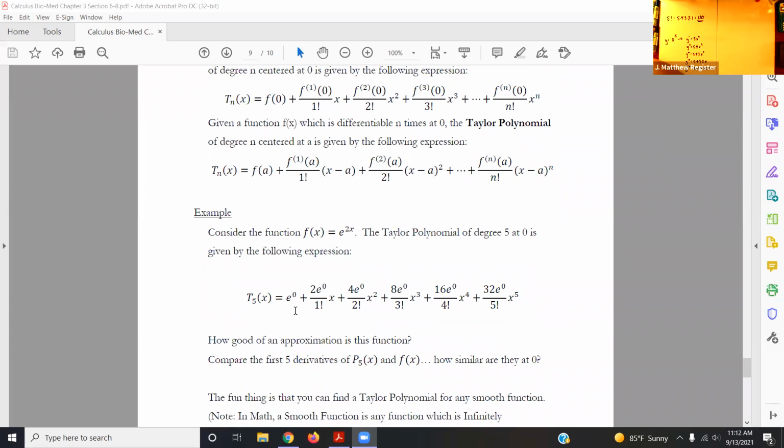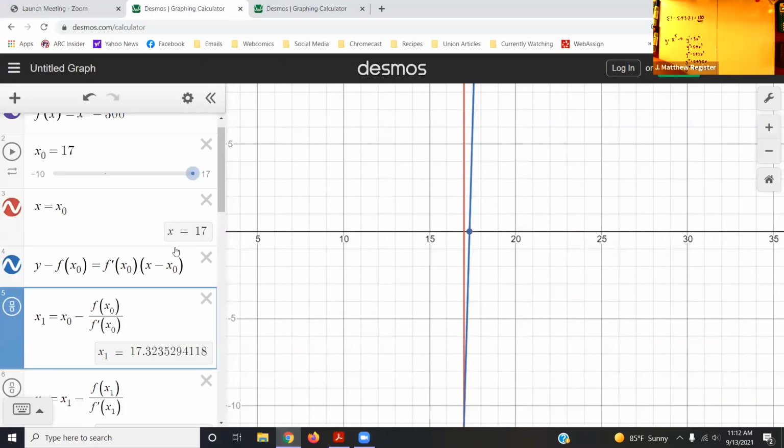And then it says, just how accurate is this approximation? And again, let's go to our good friend Desmos. Let's see, here we go.